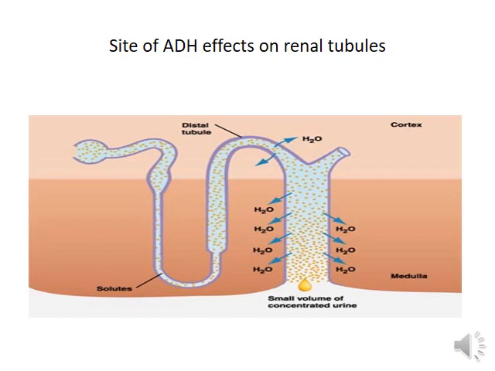In this slide, we are going to discuss the effect of ADH on renal tubules. The receptor for ADH is located in the distal part of the nephron, especially in the collecting ducts, either in the cortex or medullary part of the collecting duct. ADH will permit reabsorption of water from the urine to the blood vessel.